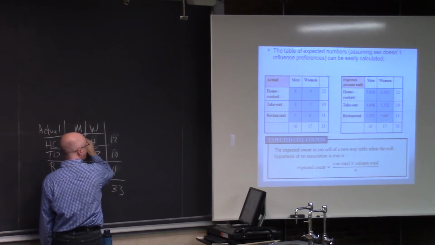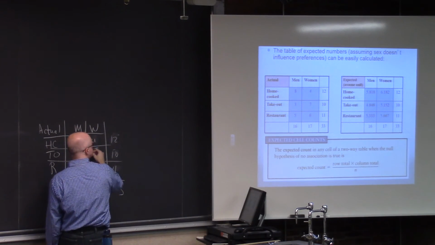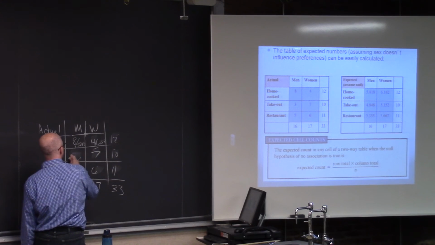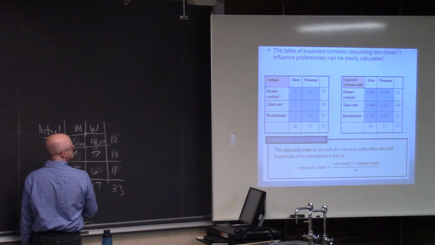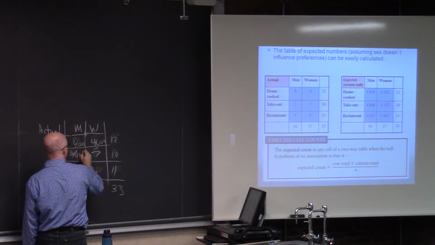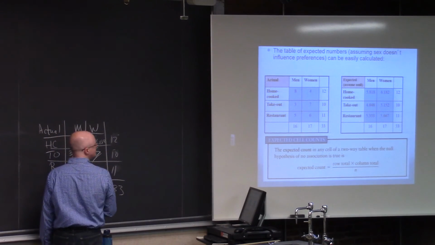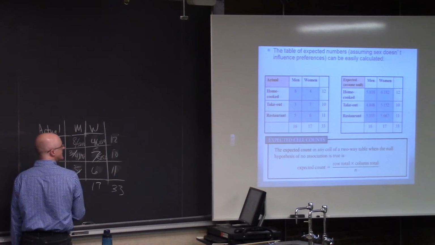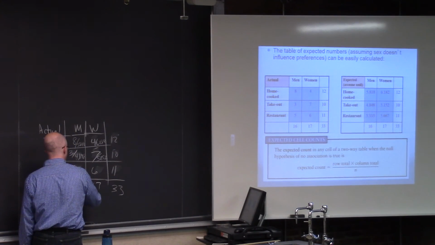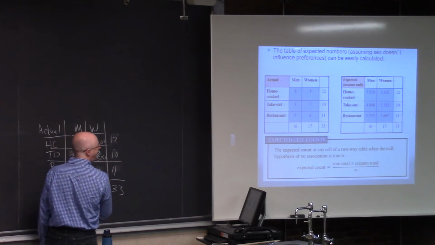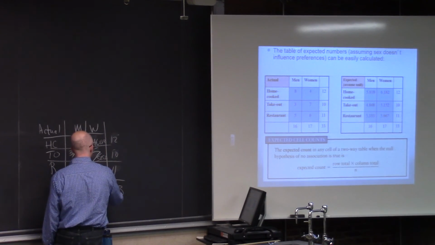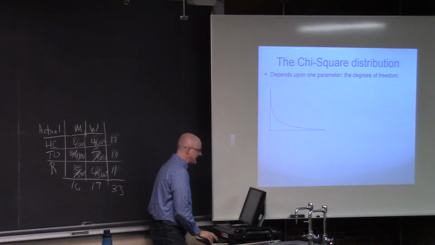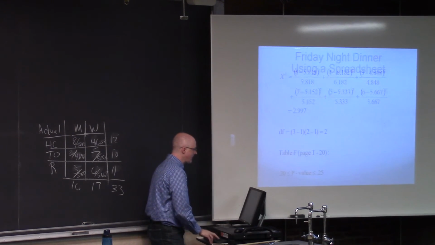5.88, 5.818, 6.182. These are not fractions. 4.848. I'm just trying to combine the two tables into one. 5.152. 5.333. And 5.667. Again, these are not fractions. Don't misinterpret that. I'm just trying to get these in the same table to save some time.